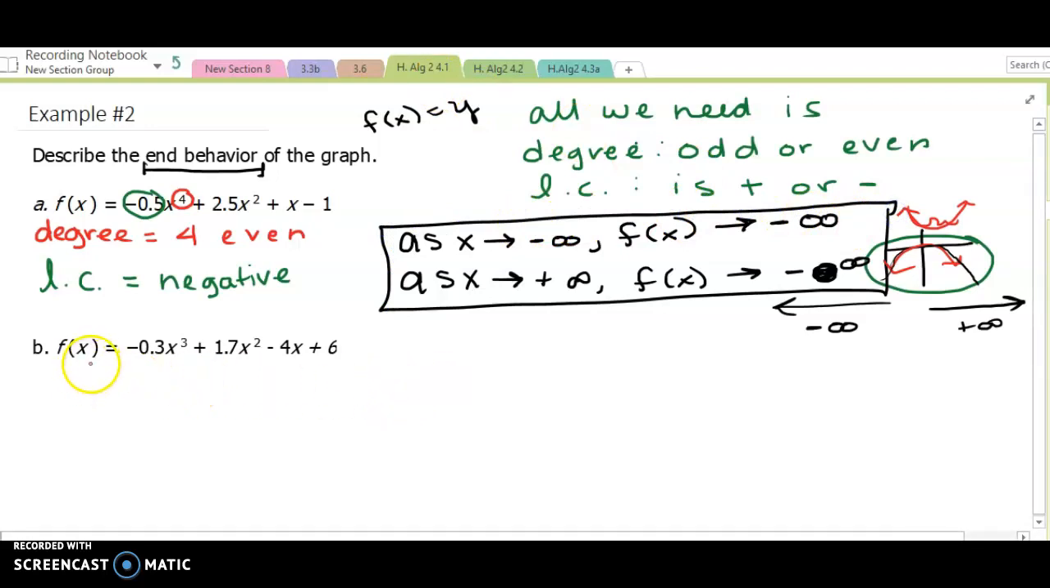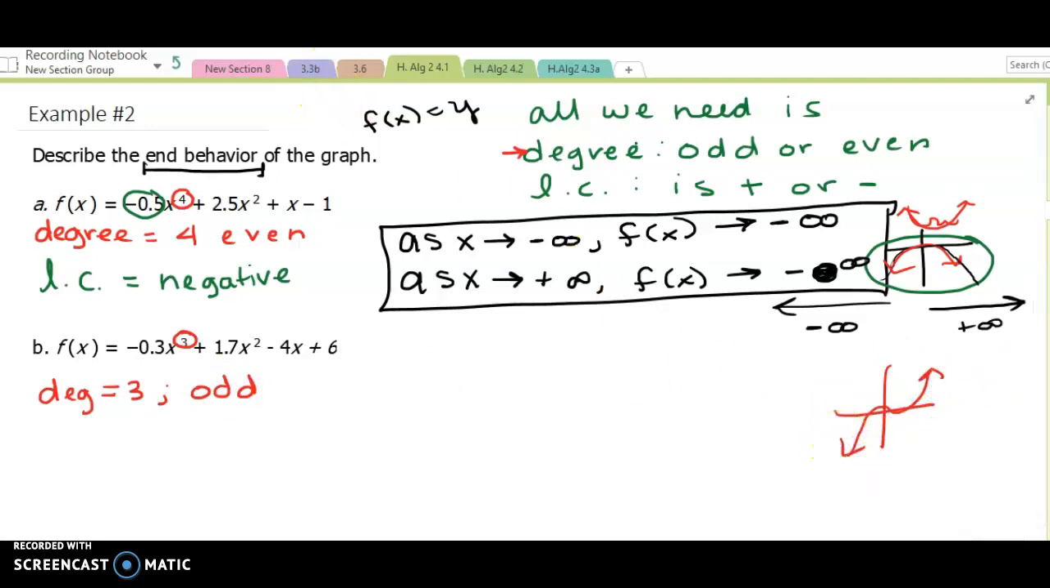All right, let's look at B now. Once again, we're just doing the end behavior. So what we need to look for is the degree. We have a degree of 3, which is odd. Okay, so that tells me I'm either going to do this or I'm going to do this.